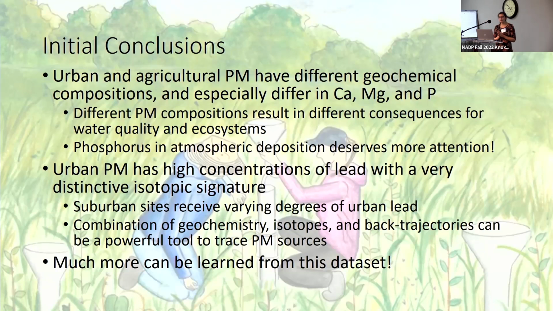And then the urban particulate matter has high concentrations of lead, and it has a very distinctive isotopic signature. I think it's interesting to look at the suburban site, potentially receiving this varying degree of urban lead. And I think this combination of geochemistry, isotopes, and back trajectories can be a really powerful tool. So I'll leave it there and see if there's time for questions.